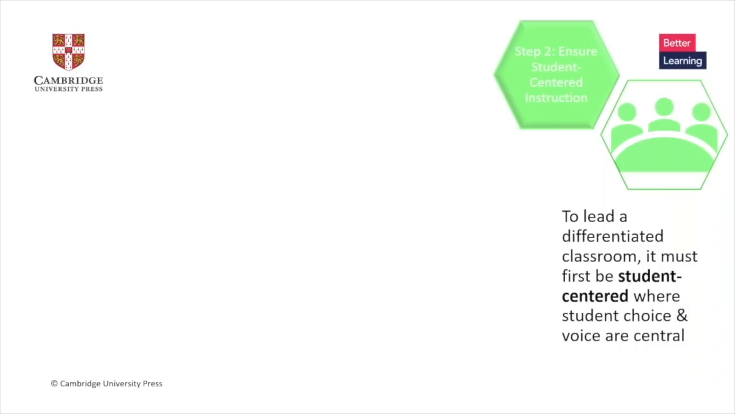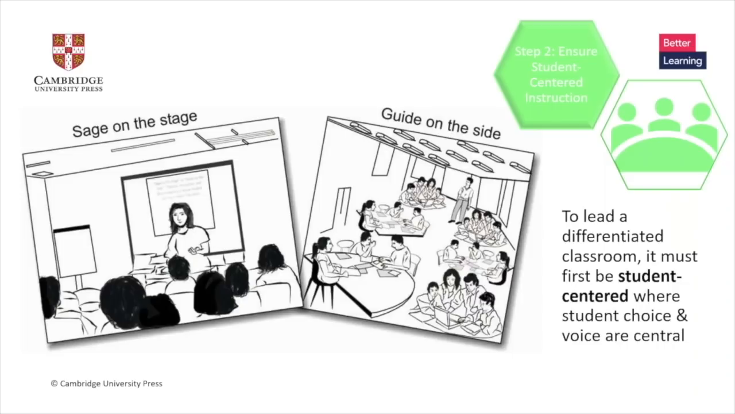The second thing that you need for a differentiated classroom is to ensure student-centered instruction. And so perhaps you're familiar with this contrast of the sage on the stage versus the guide on the side. Again, these are face-to-face classrooms that we're looking at, but on the sage on the stage we see this expert up at the front of the room teaching these vessels that need to be filled with knowledge.